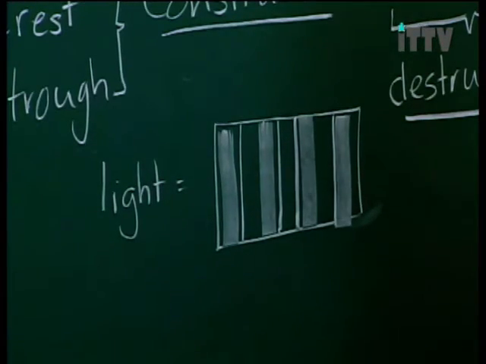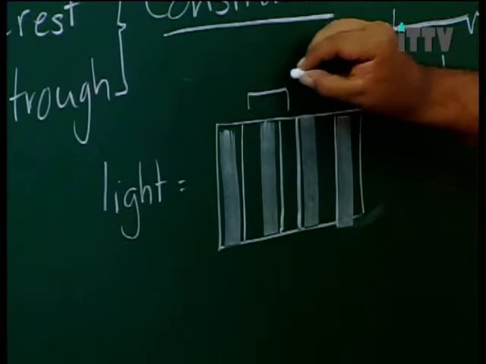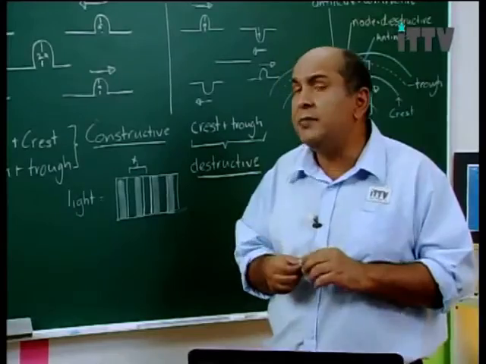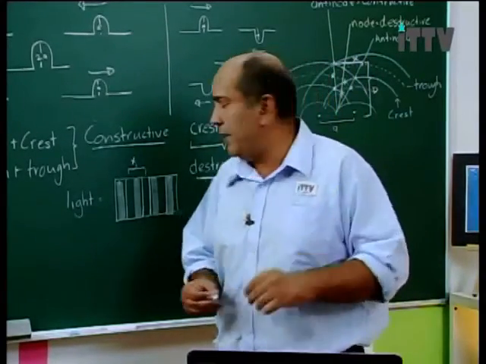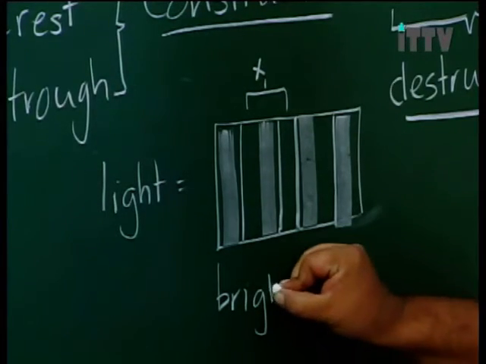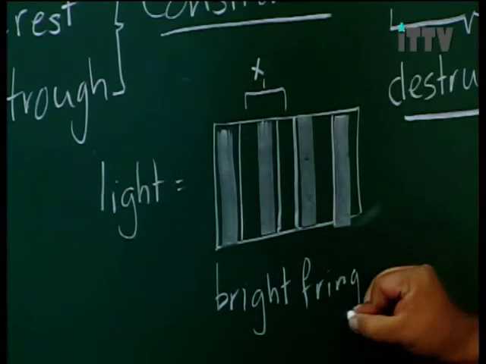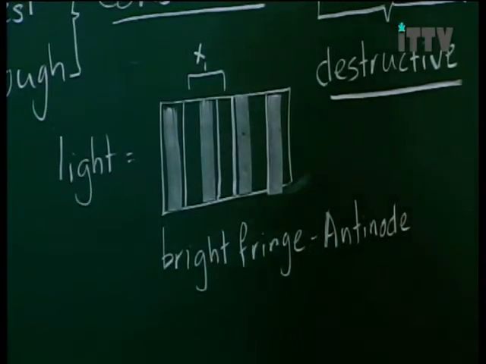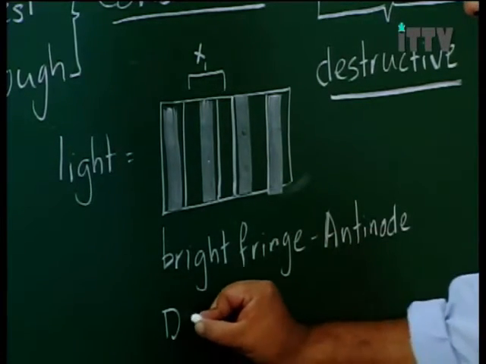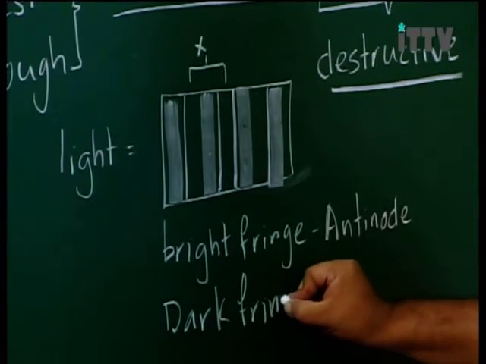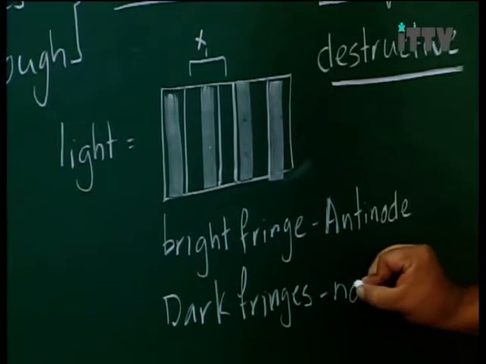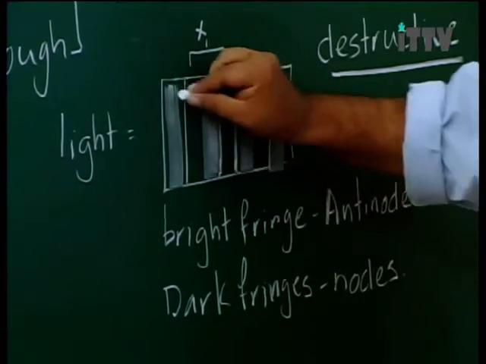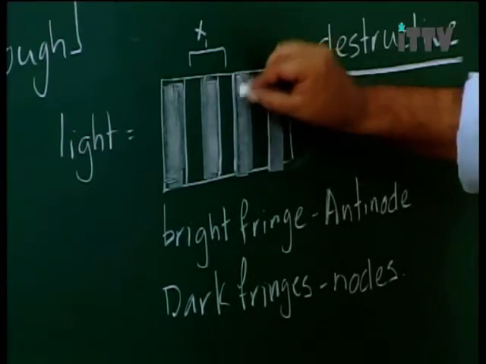So we get stripes. The distance from one bright to the next bright is your x, or from a dark to the next dark. Now, we don't call them stripes, we call them fringes. So remember your bright fringes, this is your antinode or your area of construction, and the dark fringes, these are your nodes or your areas of destructive interference. So remember, you're going to get these dark areas here, and in between them you're going to get lighter areas.